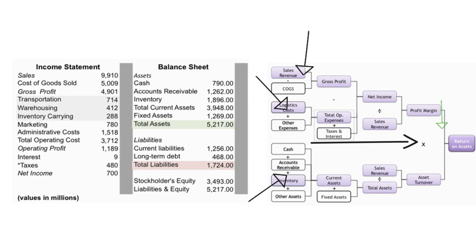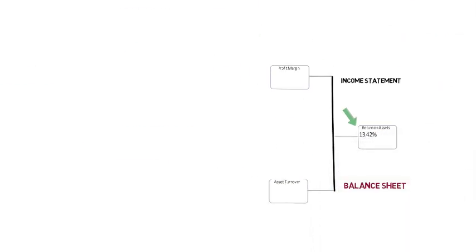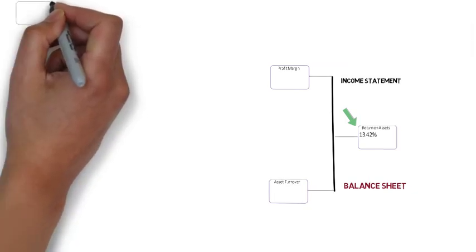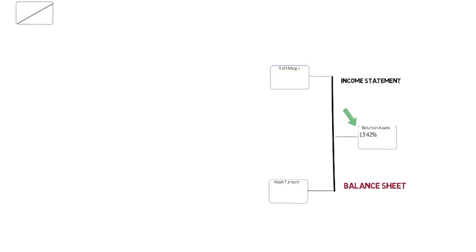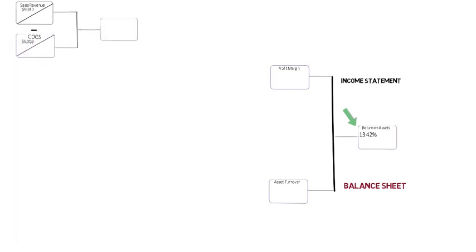Of course, before doing anything, you need to calculate your baseline or starting position. Let's plug the numbers from your financial statements into the strategic profit model and see how it works. You see that your initial ROA is 13.42%. How did we get this number? Let's begin on the left with the margin side of the model. You start with your sales revenue and subtract out your cost of goods sold. That gives you your gross profit.